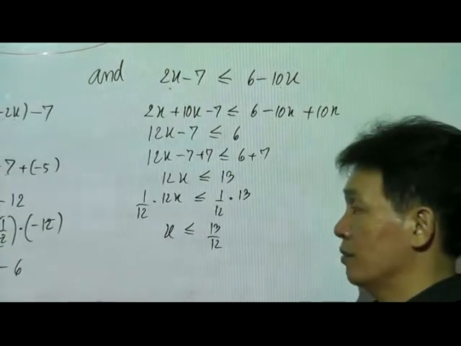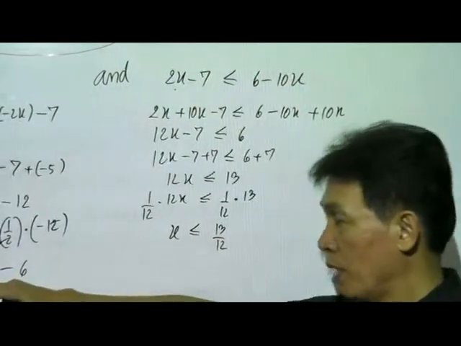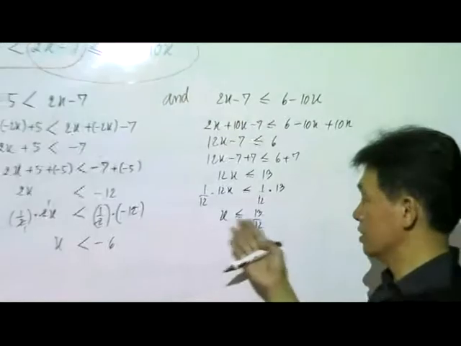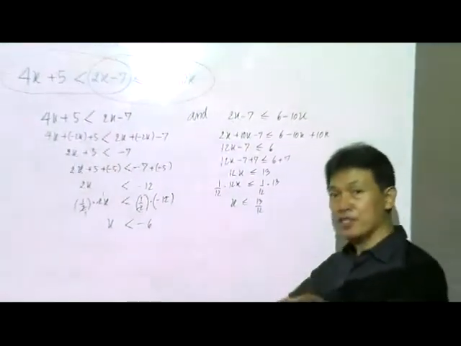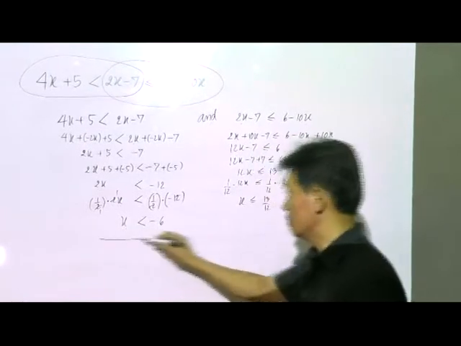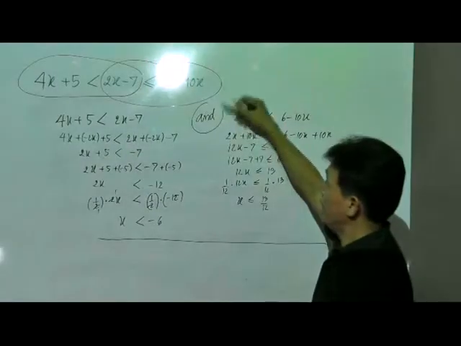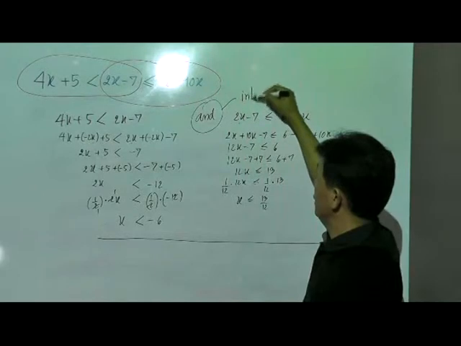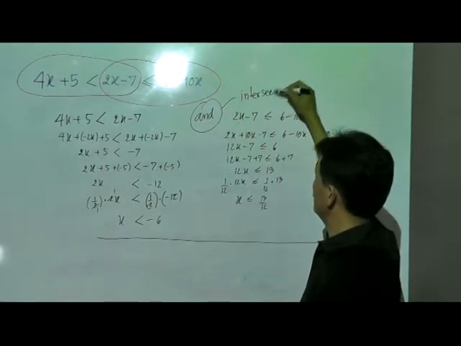When we want to answer, we take two parts, the first and second, and take the intersection on the number line. Before we answer, I show you. Because "and" means intersection.